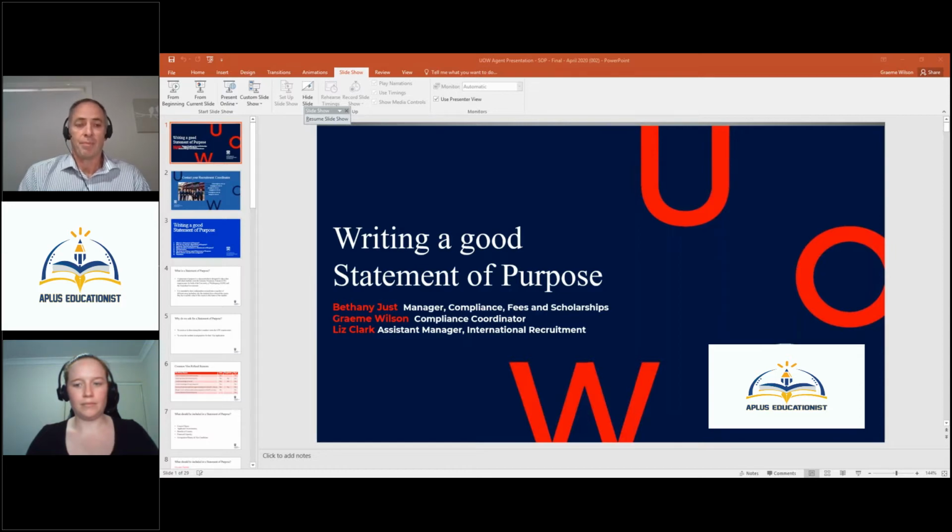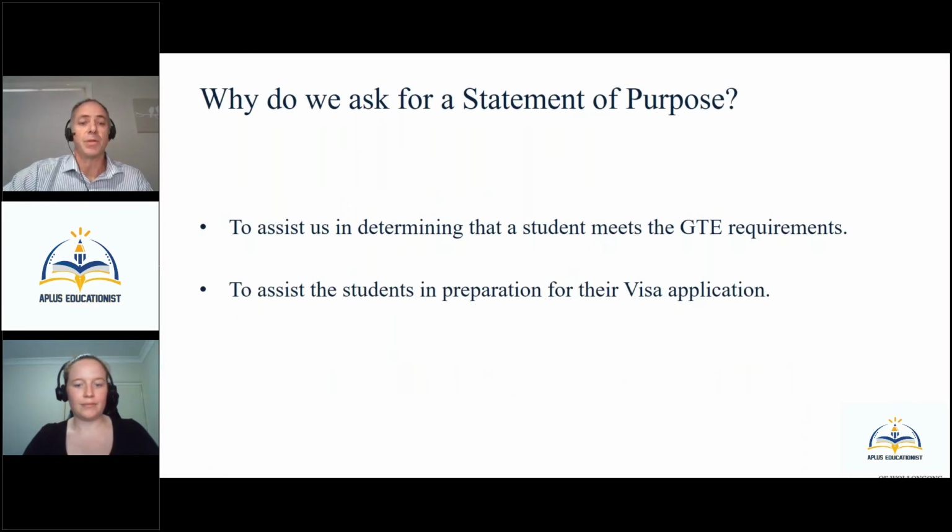A number of you will know this, but for the purposes of this presentation, we thought it'd be important to cover exactly what a statement of purpose is. And in the next point, why do we ask for a statement of purpose? There are two main reasons. First, to assist us in determining that a student meets the genuine temporary entrant requirements.